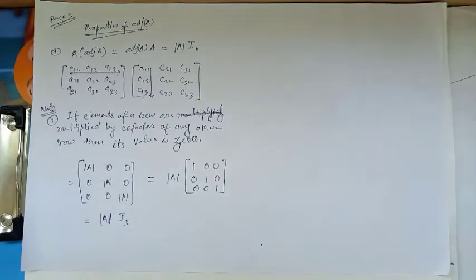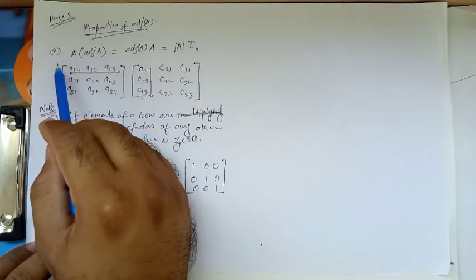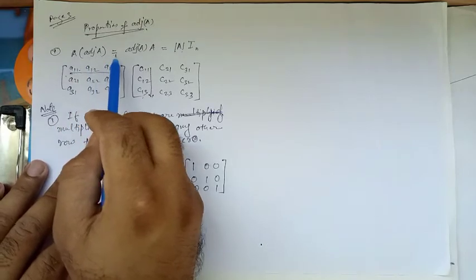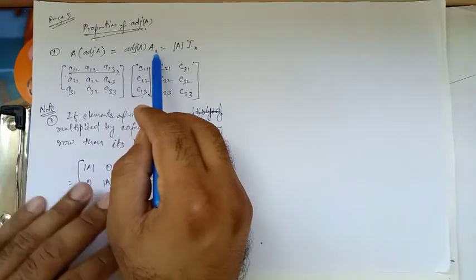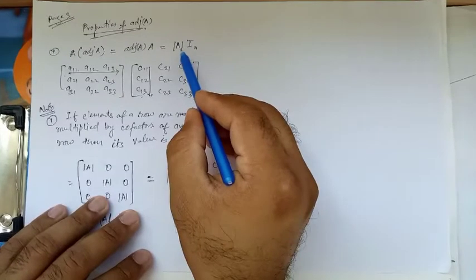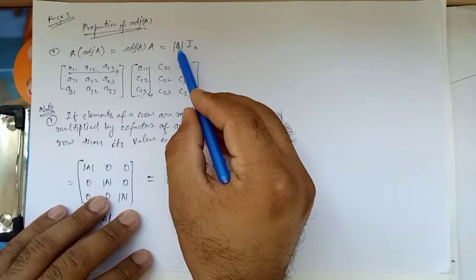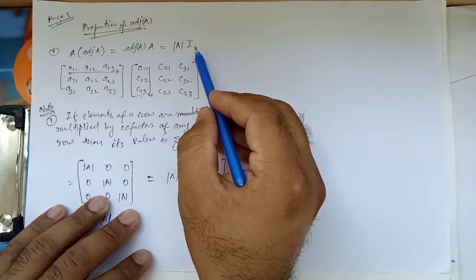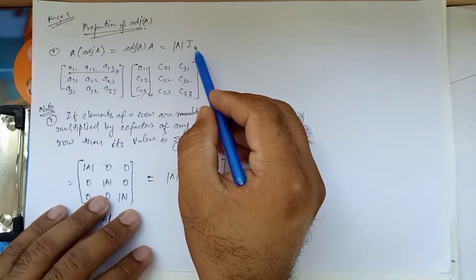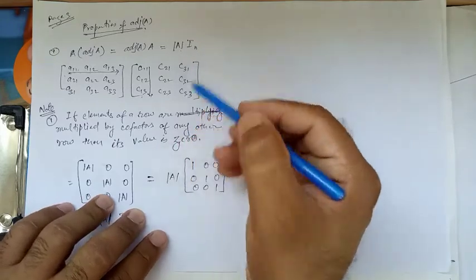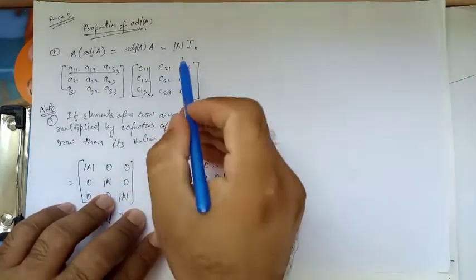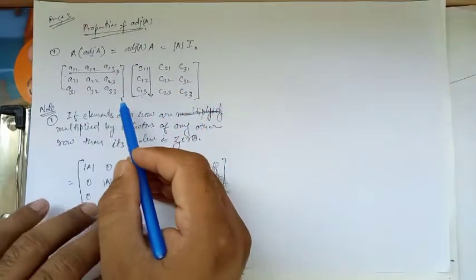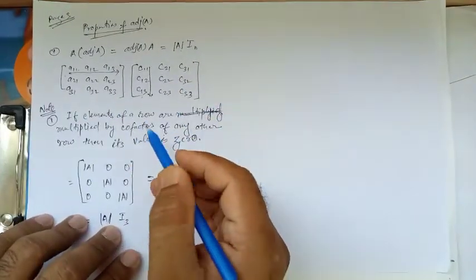Now the properties of adjoint A. We have the first property as A into adjoint A, that will be equal to adjoint A into A, and this will be the value of determinant of matrix A into I_n. I_n is nothing but the identity matrix of nth order, and what we are doing is multiplying by the determinant of matrix A. So first of all we are going to prove that.